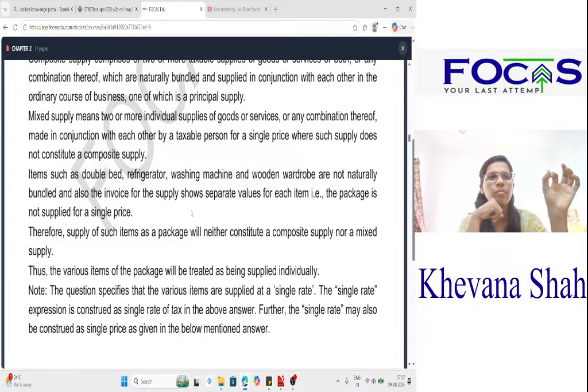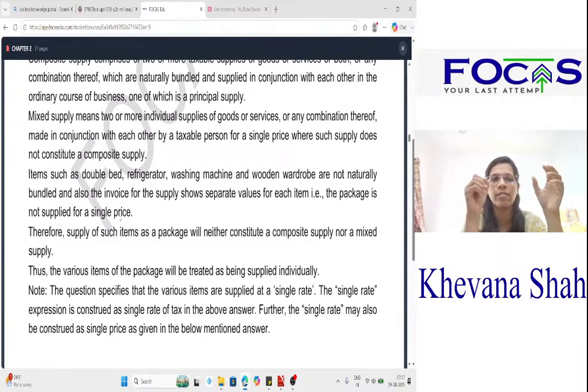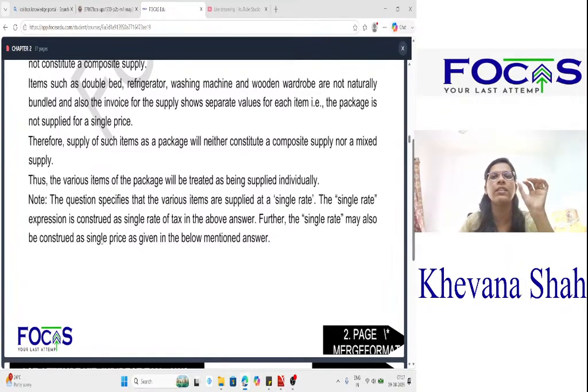Now, okay. So for this answer, we are writing this that the package is not supplied for a single price. Why it is not supplied for a single price? Because we are shown each of the values separately. Okay. So therefore, because each of the items are shown separately, so that is the reason this package will neither constitute a composite supply nor a mixed supply. And all these items of the package will be treated as if they are supplied individually.